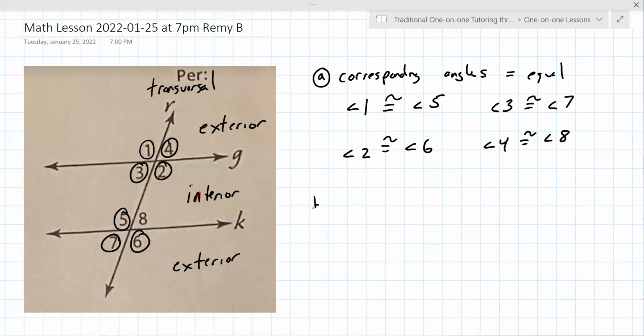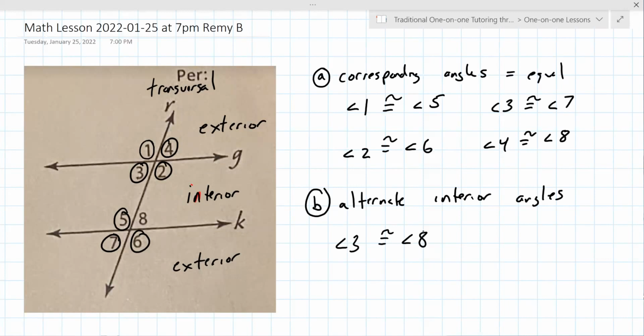Okay, part B. Part B is alternate interior angles. So alternate has the root word to alternate, to move between, and the interior tells you the region. We're in this region right here, in the middle section. So angle 3 alternates with angle 8, and then angle 2 alternates with angle 5.